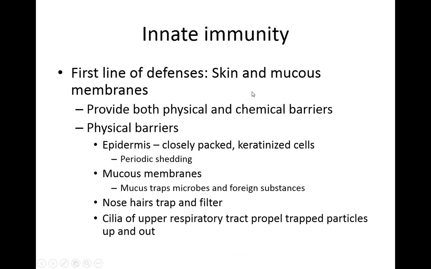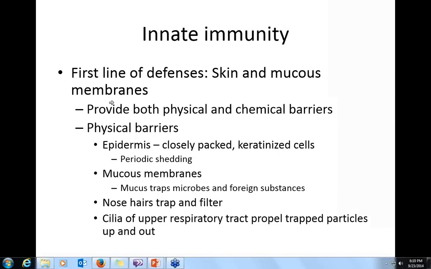The first line of defense, so again, we're going to talk about innate immunity and go into a wee bit more detail. We're going to talk about physical barriers first. We have the epidermis. These are closely packed keratinized cells. Periodic shedding, as you know, if you have to dust your house every now and then. Remember, the epidermis is made of stratified squamous epithelial tissue. Again, the top layer you lose, and the bottom layer gets replaced. So you're constantly replacing your epidermis.